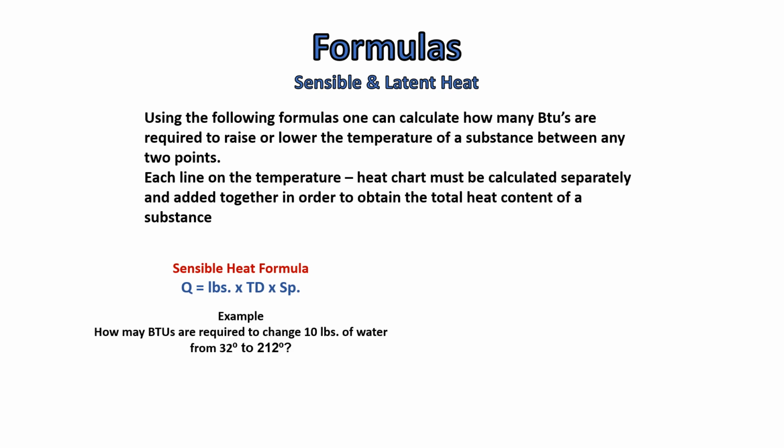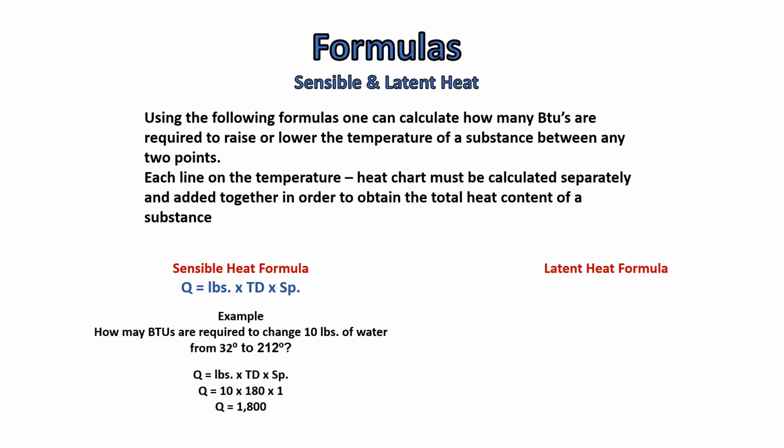How many BTUs are required to change 10 pounds of water from 32 degrees to 212 degrees Fahrenheit? Therefore, BTUs is equal to pounds times the temperature difference times specific heat. Filling in the numbers, we have 10 pounds times 180 degrees times 1, which is the specific heat of water, which gives us the total BTUs of 1,800.